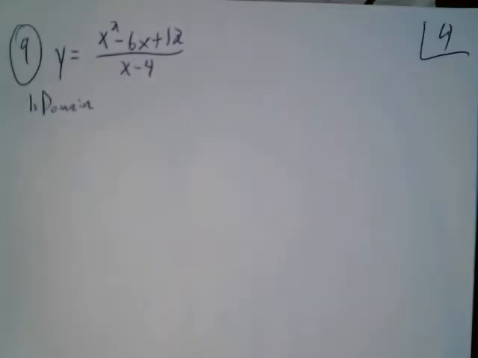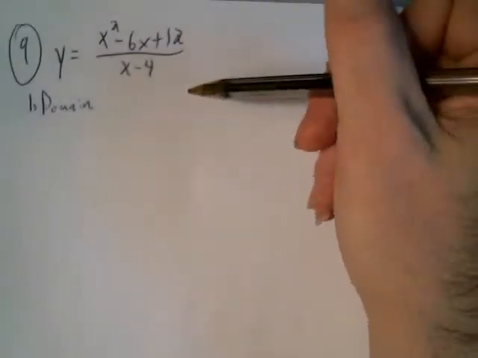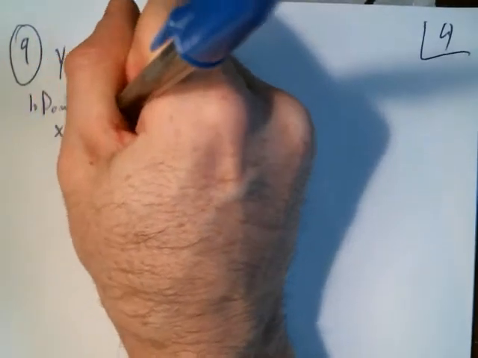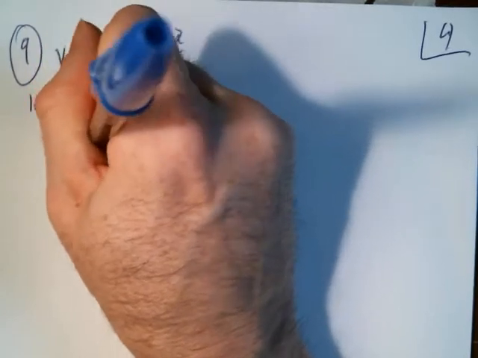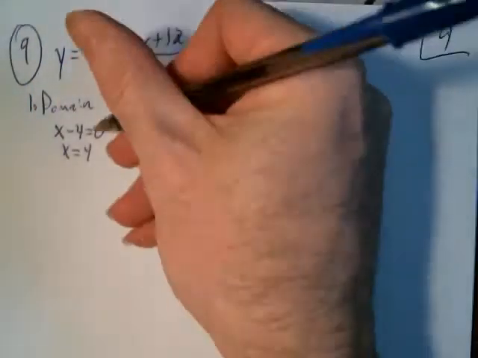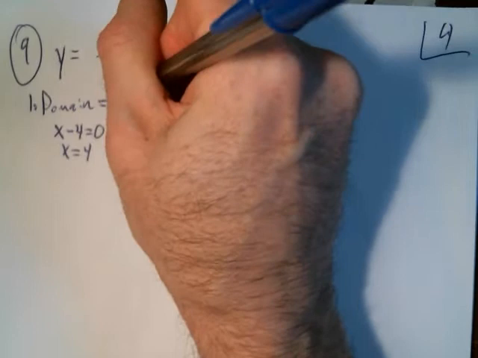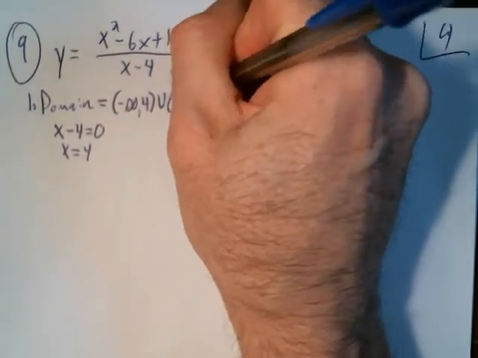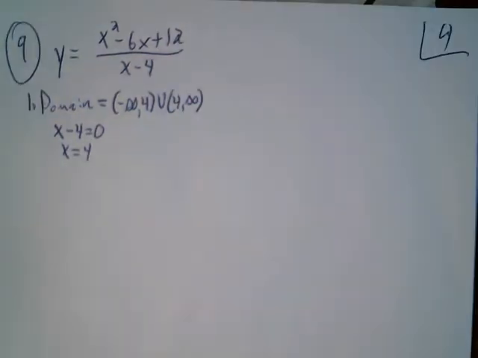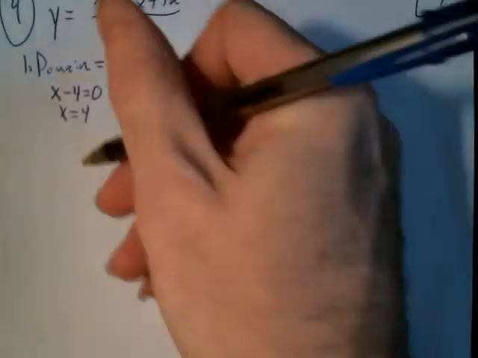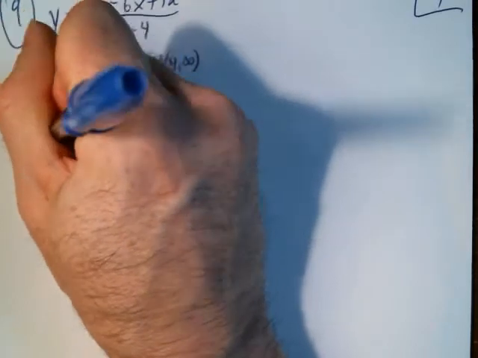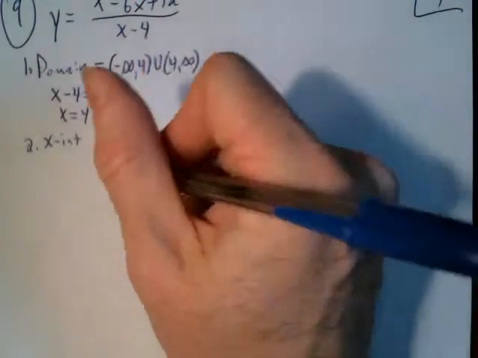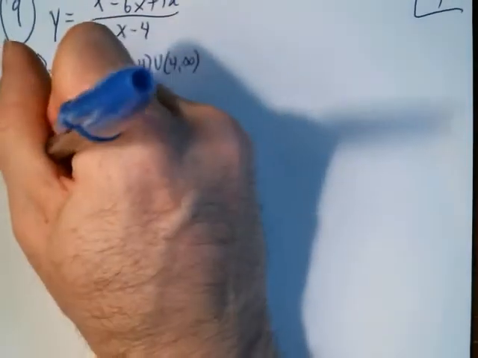If you're a rational function, the domain will be all real numbers except where the denominator is equal to 0. So take the denominator, set it equal to 0, it's 4. That's also going to be a vertical asymptote. So the domain, we're going from negative infinity to 4, and then union with 4 to infinity. Step 2 then, we're looking for all of our intercepts and asymptote information. So for the x-intercept, you let y equal 0.